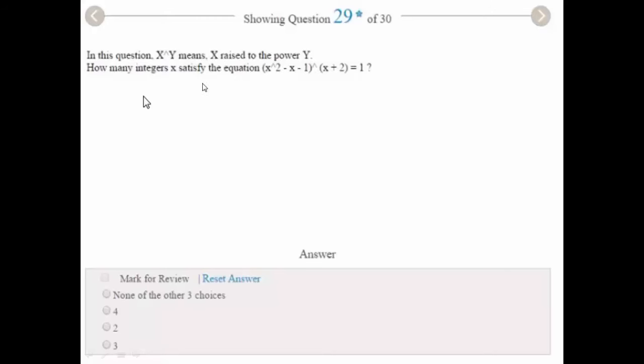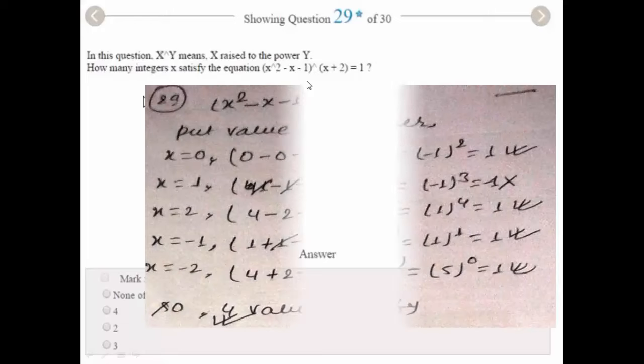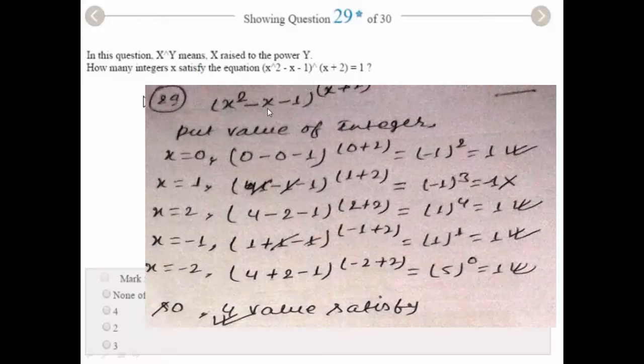Okay, this is the expression: (x^2 minus x minus 1) to the power x plus 2. Put integer values first to check which values satisfy this equation. So x equals 0, then we got the value 1, meaning 0 is satisfied. Put x equals 1, we got the value of minus 1, that means it will not be satisfied.